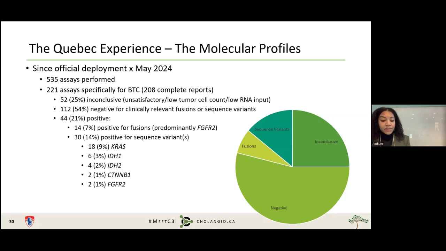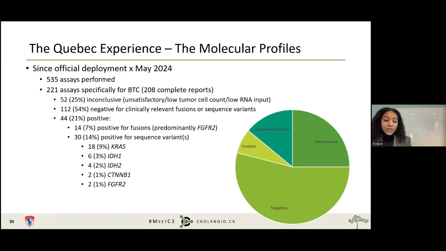In terms of the actual alterations that we've seen, unfortunately, I'll start by drawing your attention to the fact that about a quarter of these assays that we've performed so far are inconclusive. And I think a lot of this has to do with, again, this is a sensitive assay. The output is great, but the input has to be of high quality. And so, unfortunately, for many of these assays, lower RNA input, low tumor cellular count makes it such that we cannot provide a reliable answer.